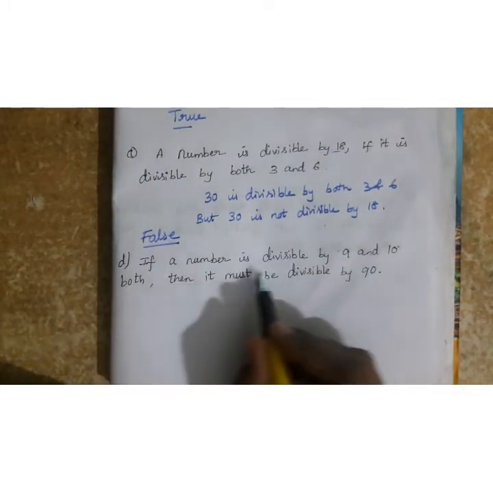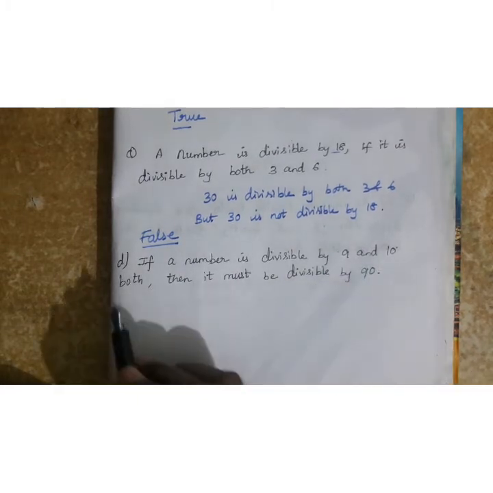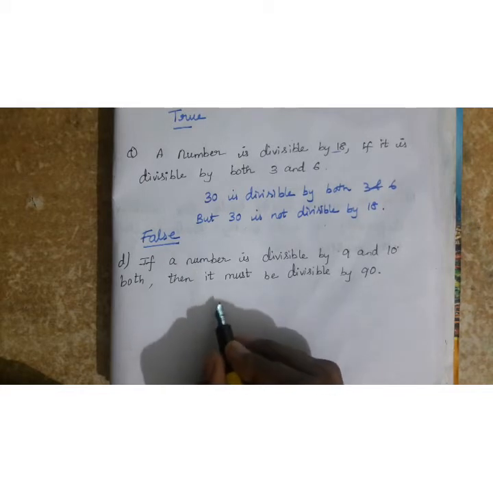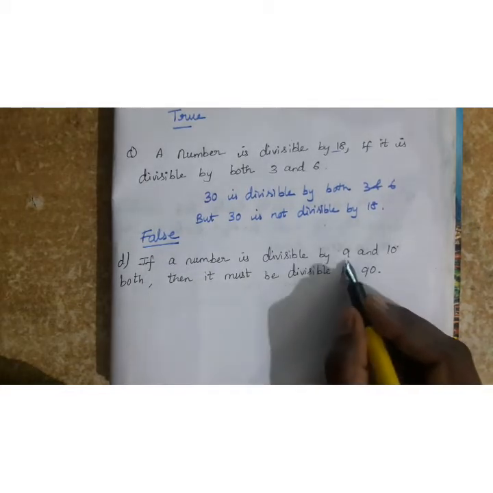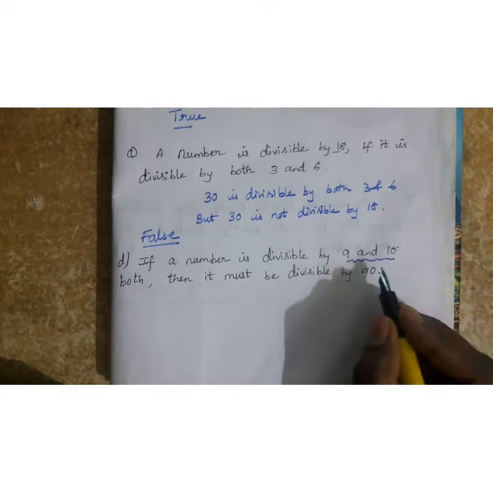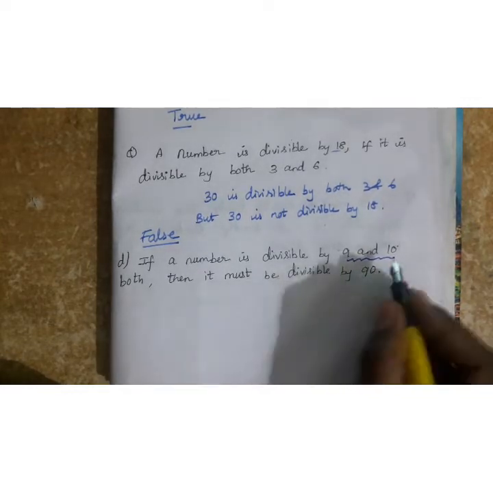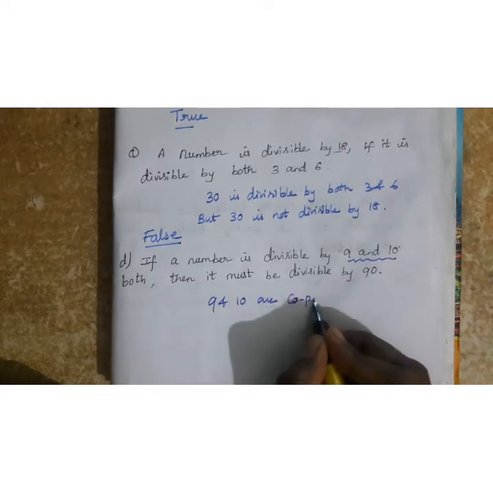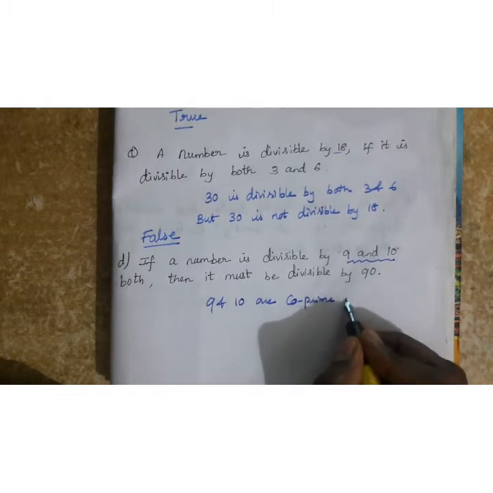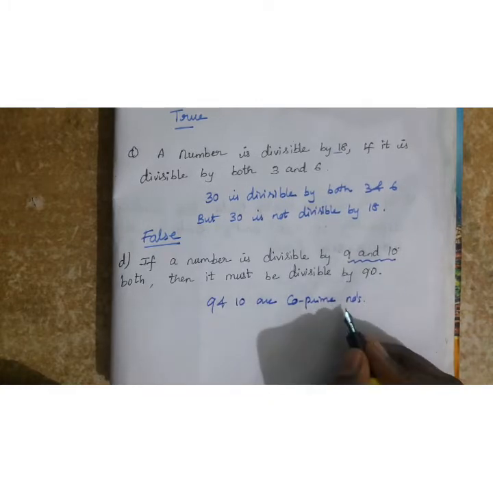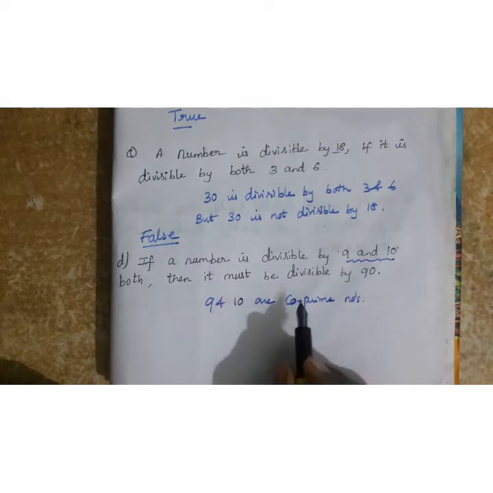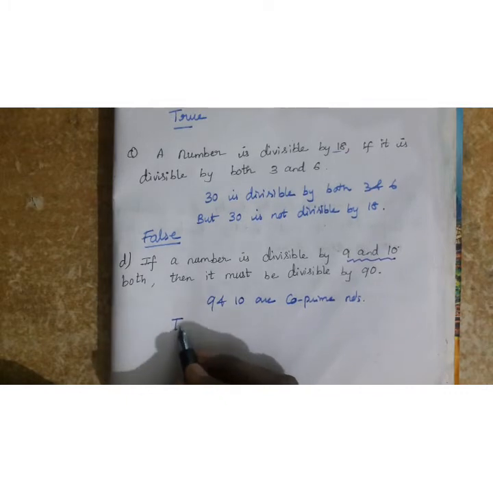D part. If a number is divisible by 9 and 10 both, then it must be divisible by 90. We already know that if a number is divisible by two co-prime numbers, it is divisible by the product also. Here 9 and 10 are co-prime numbers. Hence, if a number is divisible by 9 and 10 both, then it must be divisible by the product also. So the statement is true.